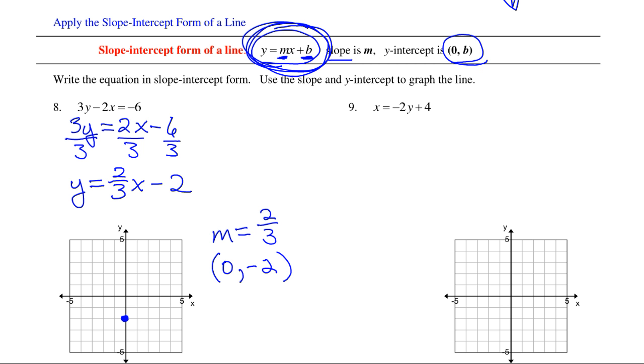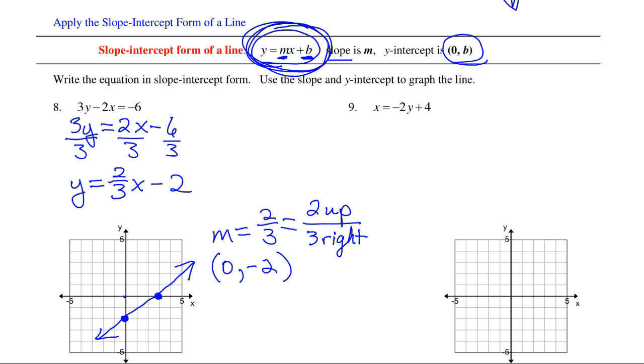And then from that point, I am going to use the slope to find the next point. When I look at m equals 2/3, that should make me think I'm going to go 2 up, because it's positive, and 3 right, again because it's positive. So from my point 0, -2, I'm going to go up 2, and then over 3 to the right. So here's my point, and then I can connect the 2 points to form my line. Pretty cool.